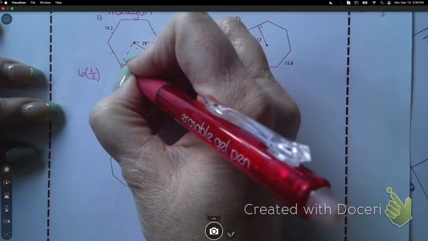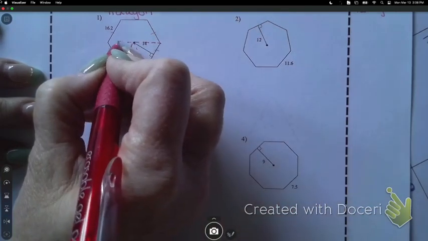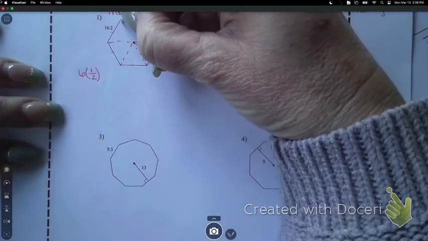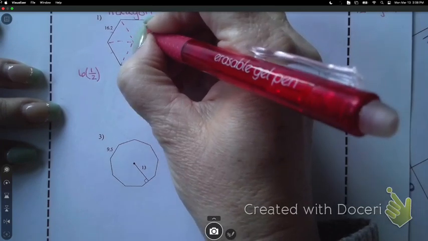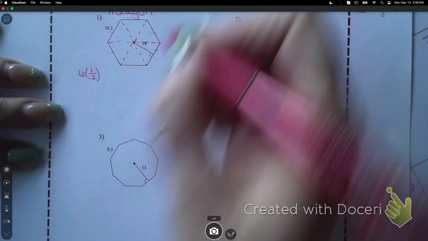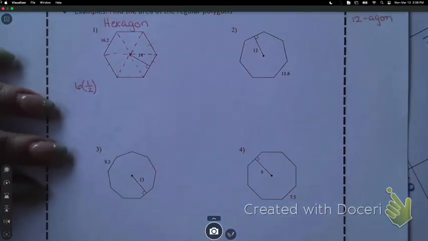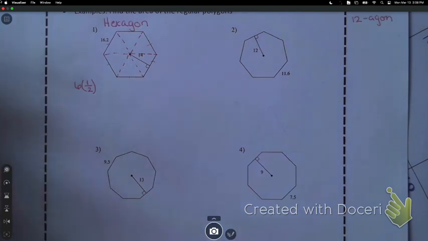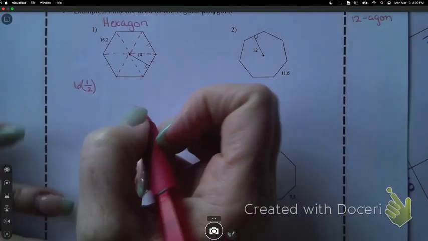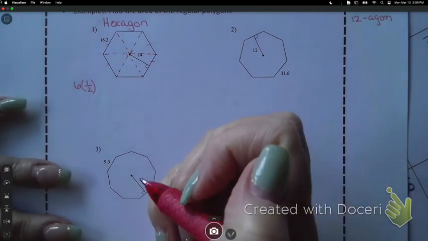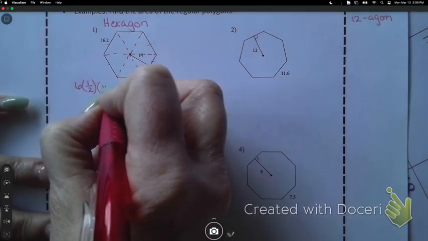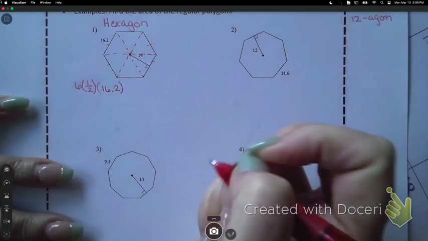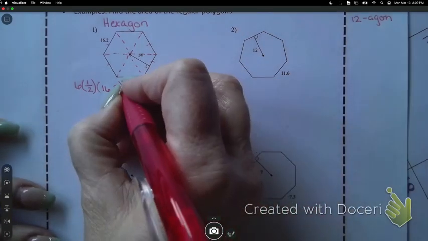Why am I multiplying this by the number of sides? What's happening when I connect all these vertices? How many triangles do I have? 6. I have 6 sides. I'm going to have 6 congruent triangles. So 1/2, what's my base? 16.2. And what's my height? 14.